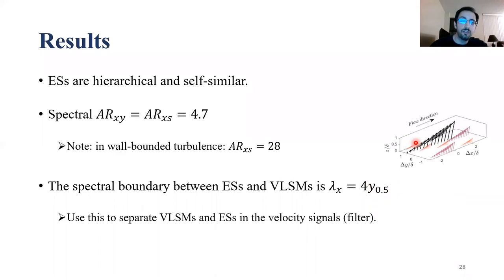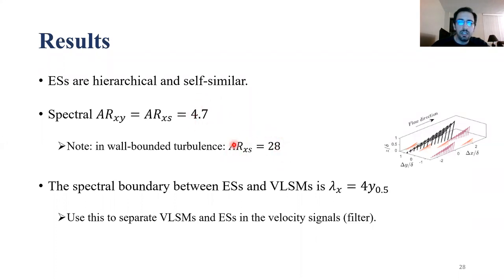Now, a couple of notes on these conclusions. First of all, if we compare this aspect ratio for the jet with the aspect ratio found for wall-bounded turbulent flows, the aspect ratio for wall-bounded flows is 28. This was reported by Baidya et al. in 2019 for pipe flows. You can see that the eddy structures are much longer in wall-bounded flows compared to jet flows.